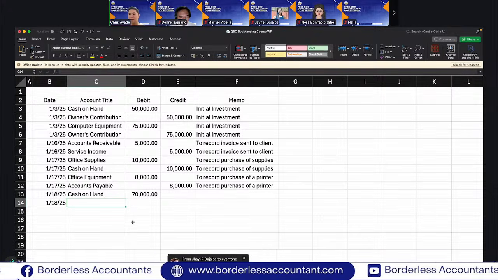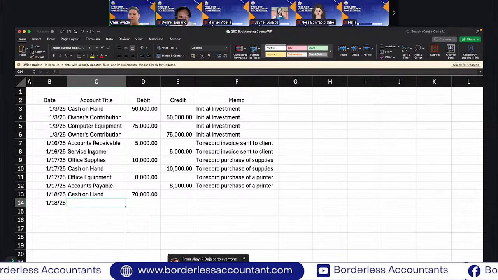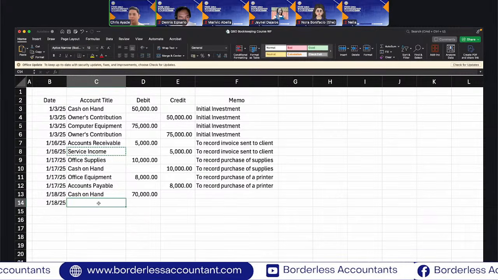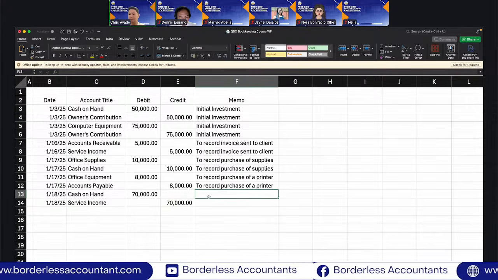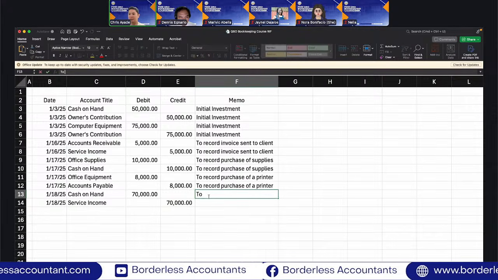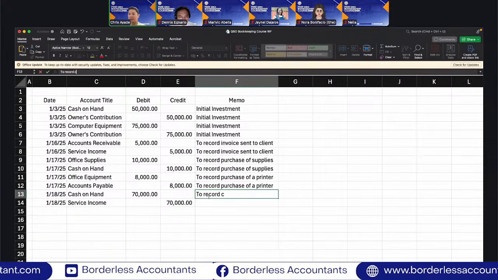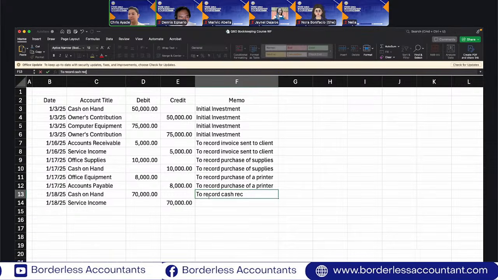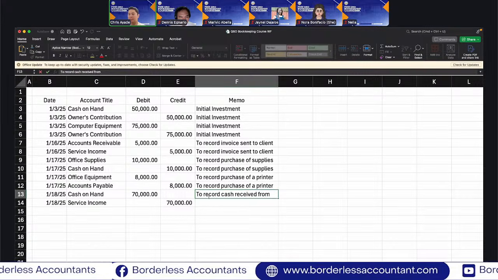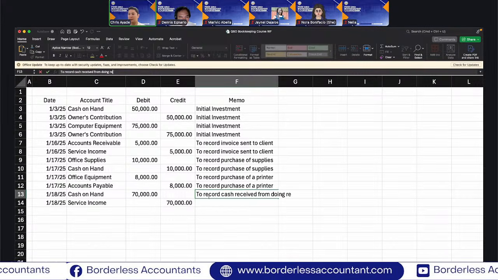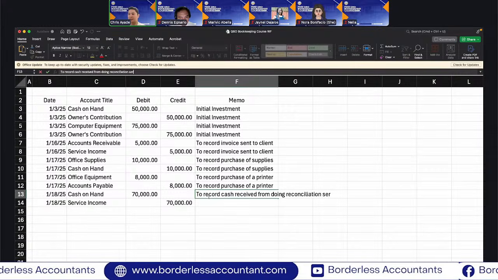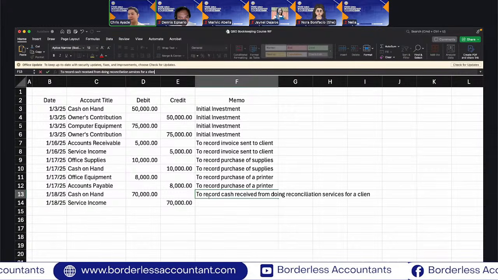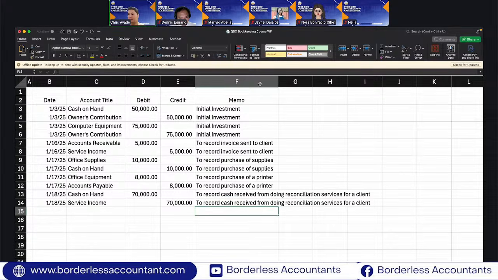So, cash on hand. Tapos, nag-render pa rin siya ng service. Diba? So, copy natin service. Alam niyo na to. Credit pa rin to. Diba? To record: cash received from doing reconciliation for services for a client. Ganun lang. Para may meaning naman yung ating memo.